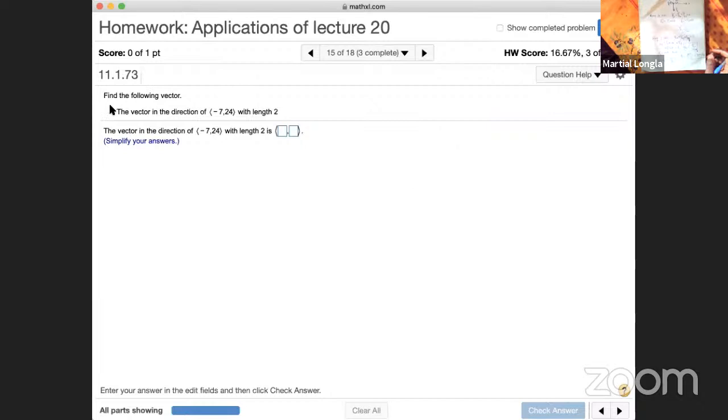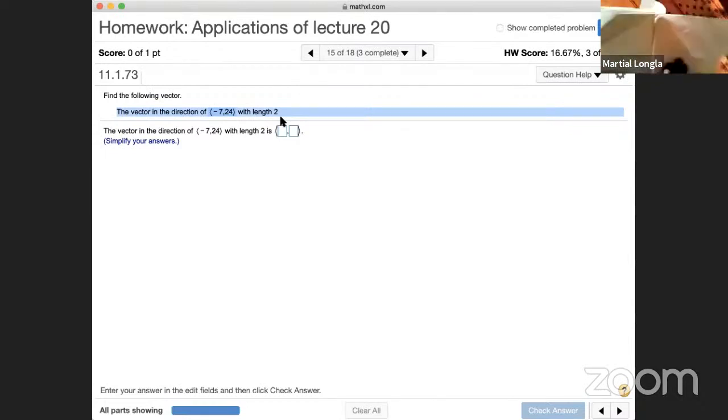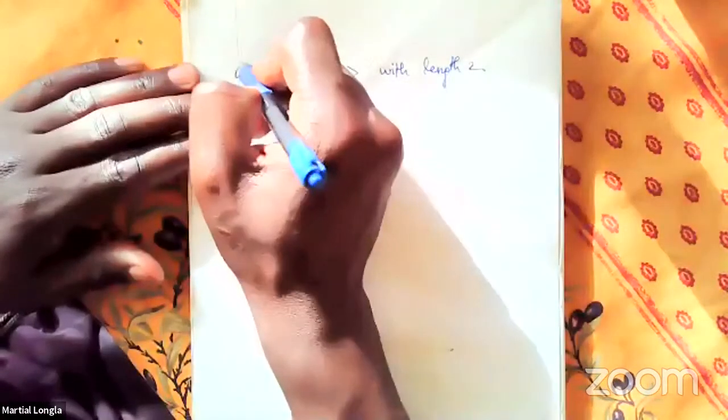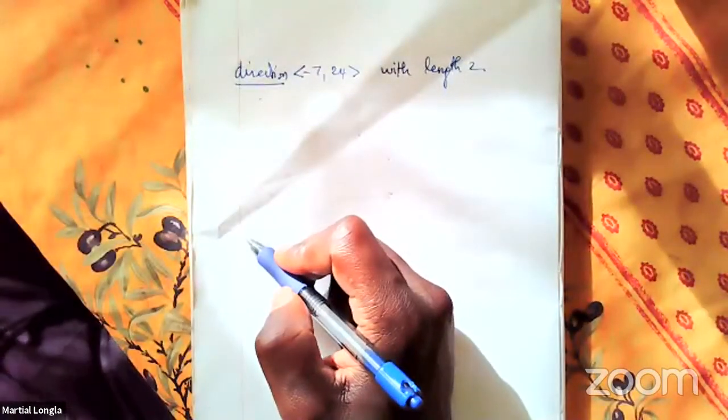Now, this is an important question that shows up most of the time in your applications. You have a vector, and the question is asking you to find a vector of a different magnitude that goes in the same direction. So find a vector in the direction -7, 24 with length 2. How do you do that? So let's get back to the paper here. How do you find a vector in the direction -7, 24 with length 2?